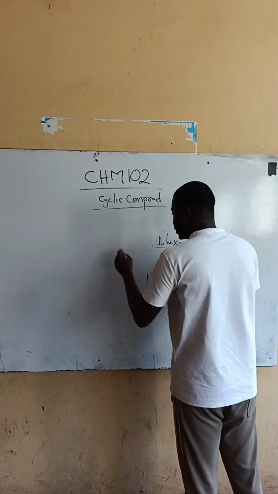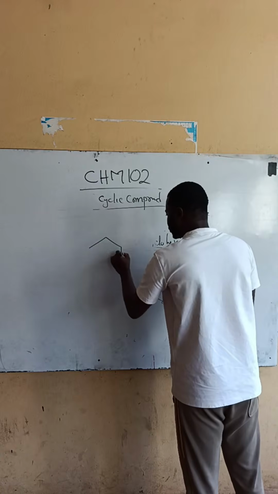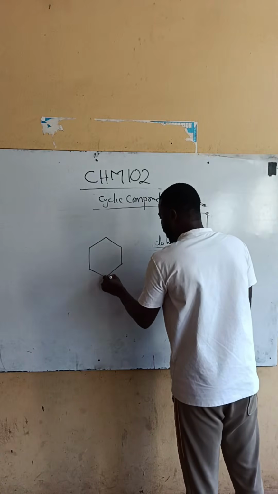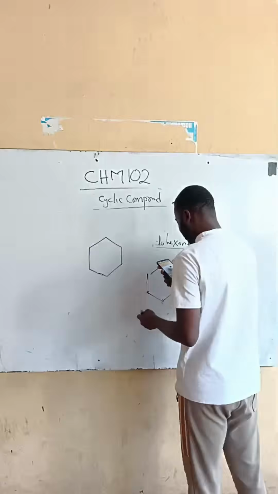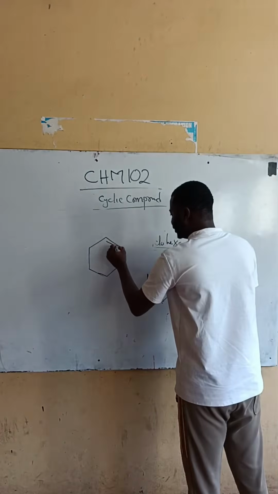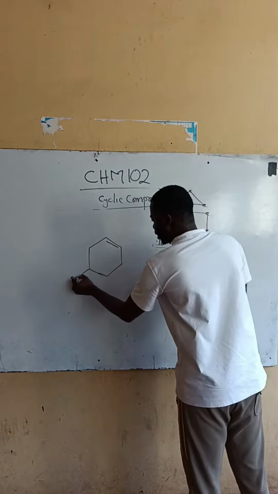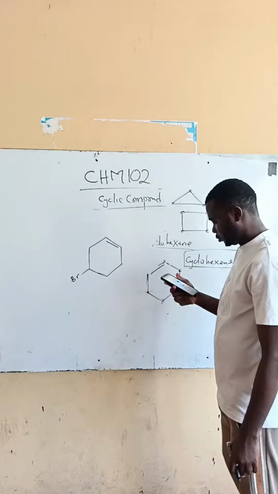Now, everybody, let's look at this question. Can you see this structure? This is not the only ring structure we have. I can give you another one. Now let's imagine we have this here and we have bromine here. Can you name this structure?